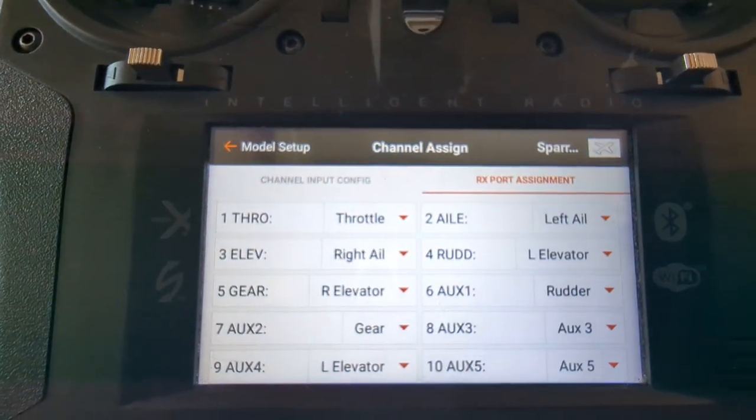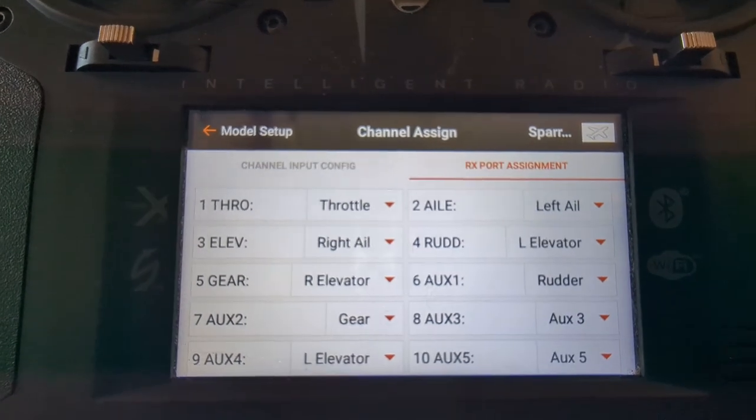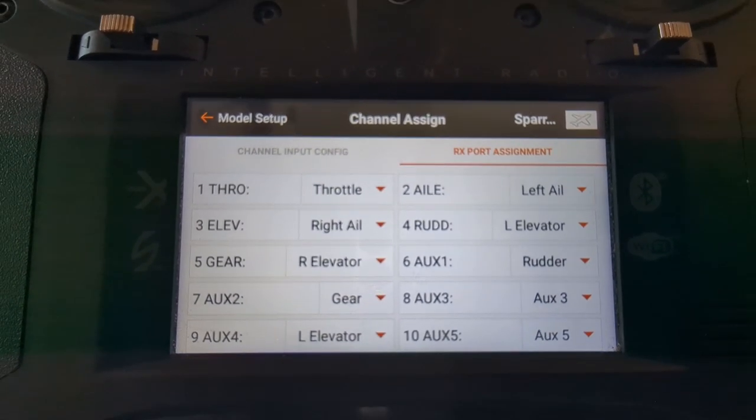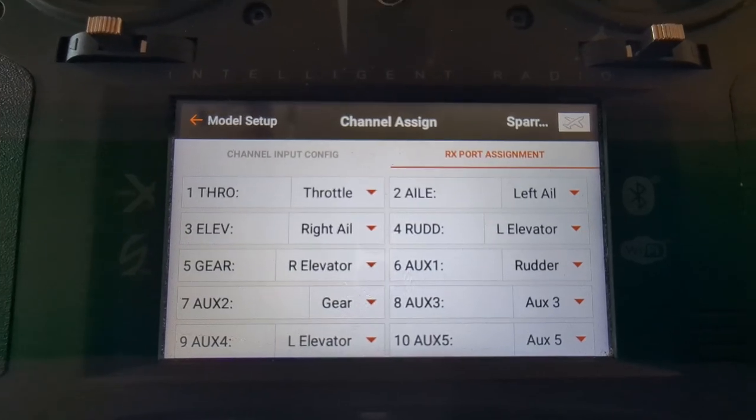On the RC transmitter, each of the 7 control surfaces is assigned a channel. They include throttle, left aileron, right aileron, left elevator, right elevator, rudder, and nose gear.